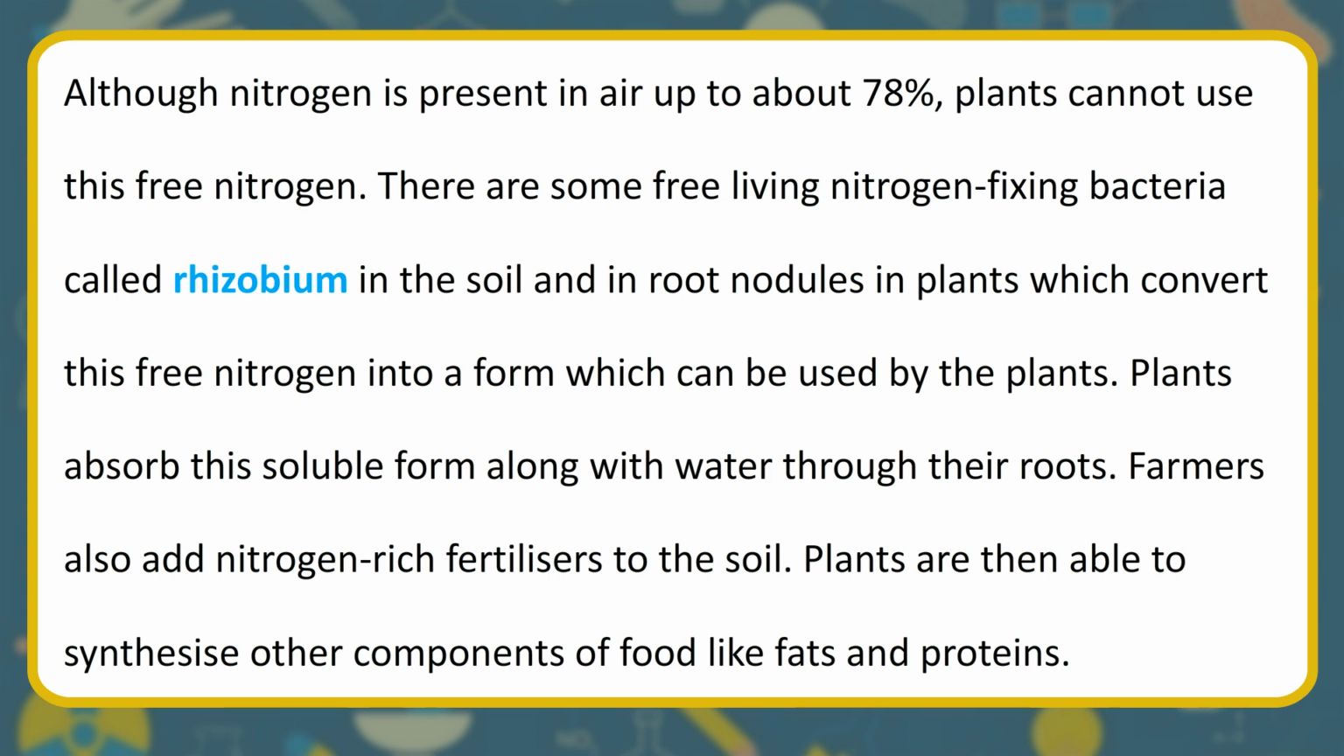Plants absorb this soluble form along with water through their roots. Farmers also add nitrogen-rich fertilizers to the soil. Plants are then able to synthesize other components of food like fats and proteins.